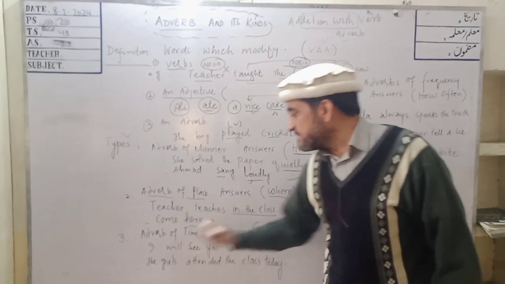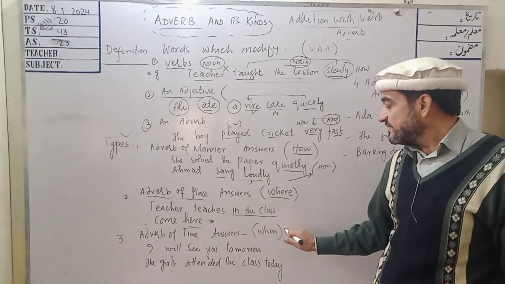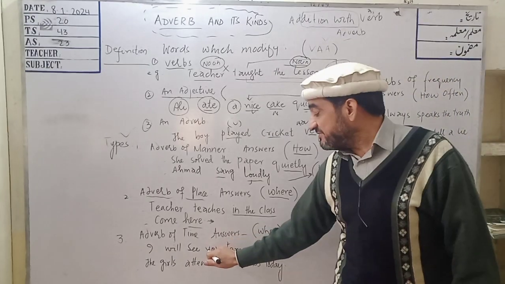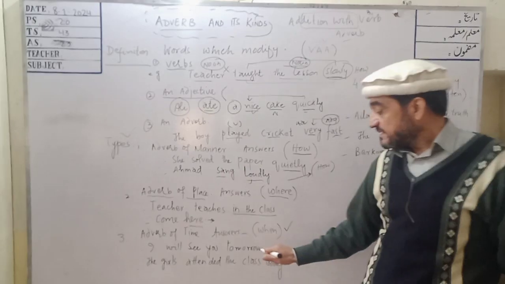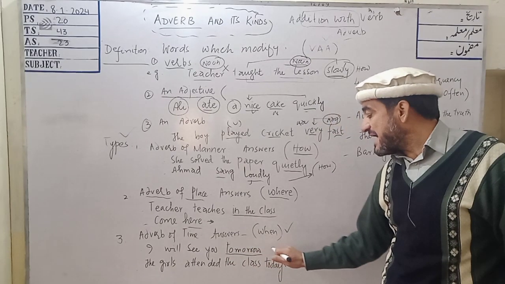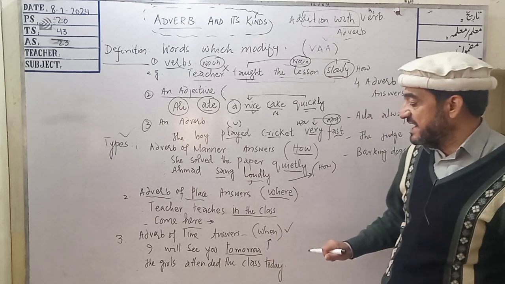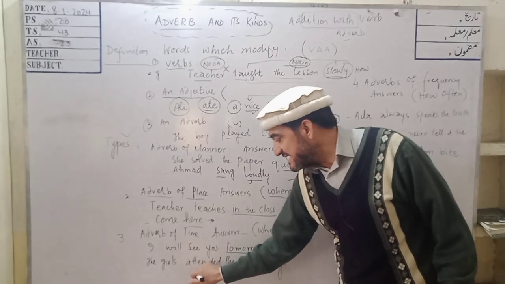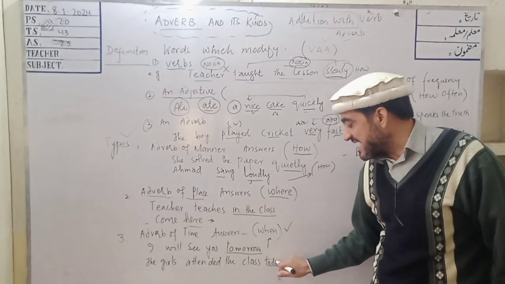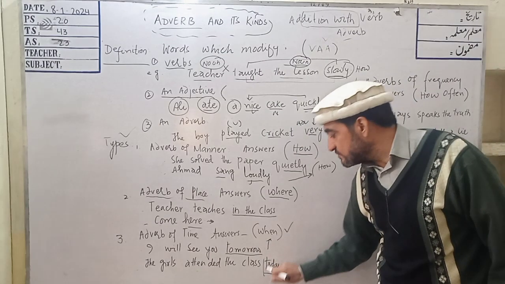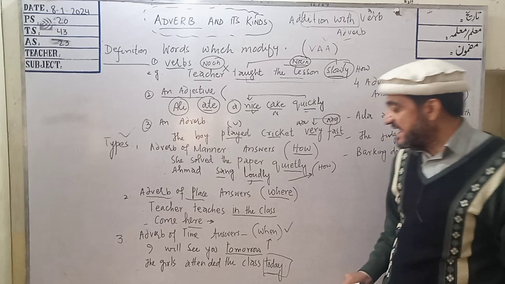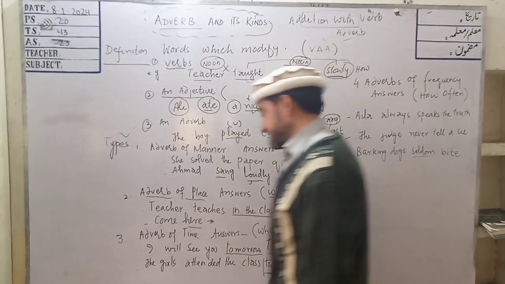Third, adverb of time, which answers the question when. I will see you tomorrow. This tomorrow is the adverb and it answers the question of when. The girls attended the class today. So this today is the adverb of time.